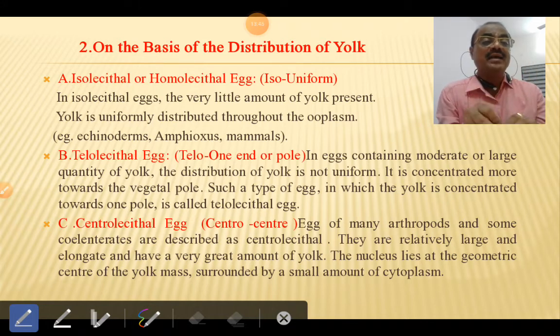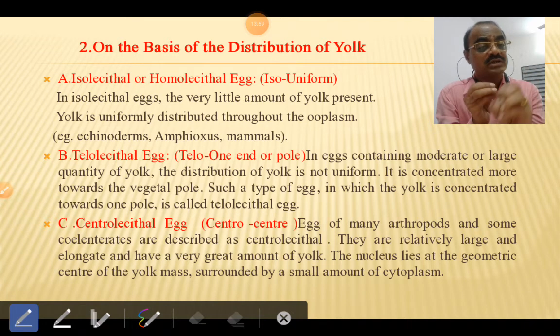So in an egg containing a moderate or large quantity of yolk, it may be moderate or it may be large, but the distribution of yolk is not uniform. It is concentrated more towards the vegetal pole. Whatever yolk is present, moderate amount or large amount, all that yolk is concentrated toward the vegetal pole.